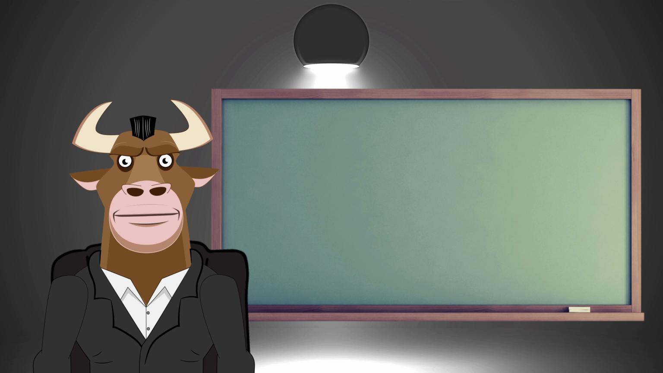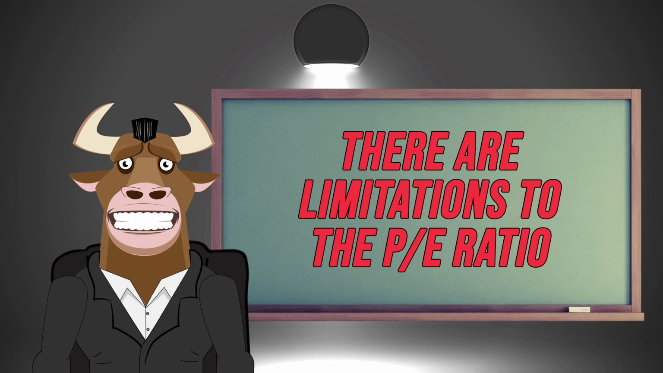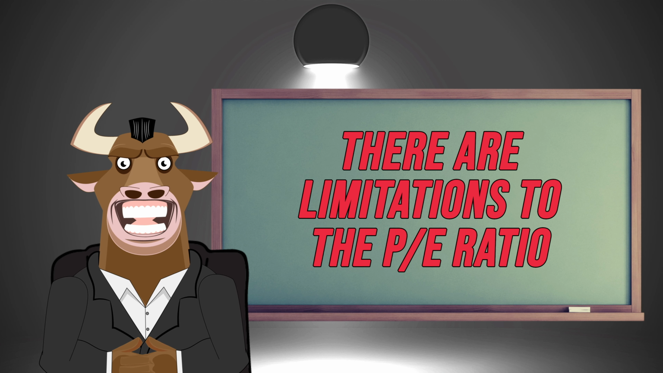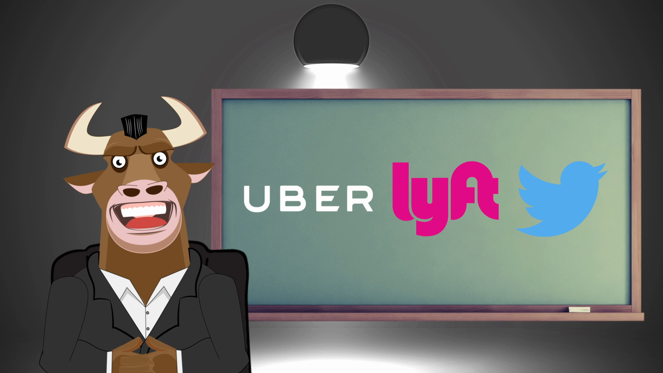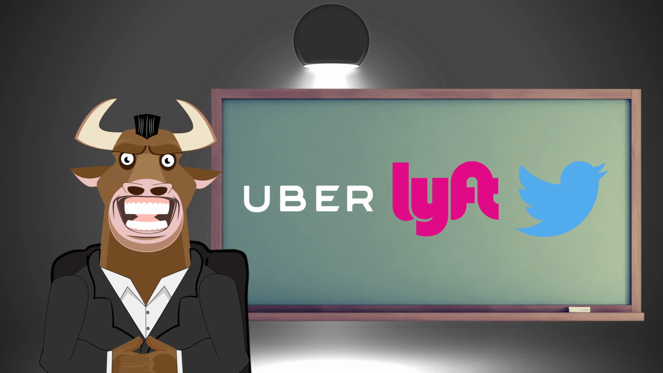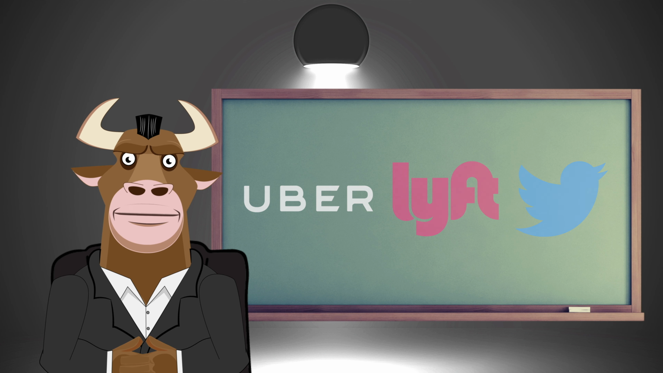So far, so good, but the PE ratio has its limitations too. For companies that are loss-making, think Uber, Lyft, Twitter, and many others, they don't have earnings, so you can't really use the PE ratio. You have to look at other metrics when evaluating those.